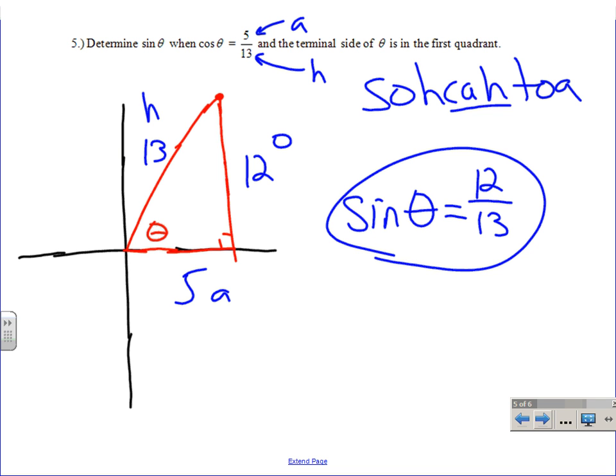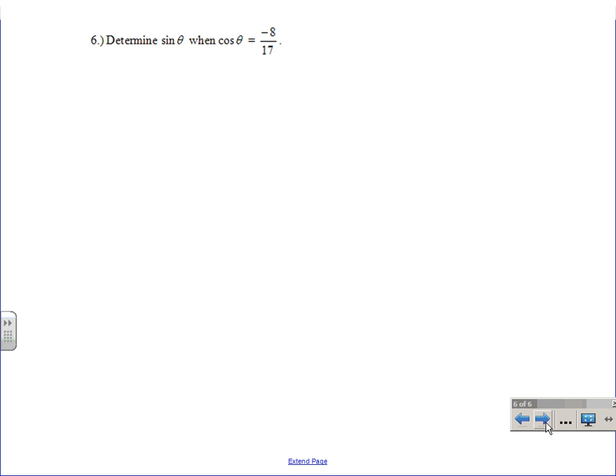Any questions so far? What's weird about the next one? Yeah, negative. Ooh, what's that all about? All right. Everybody ready? Again, tell me if I'm going too fast. It's saying determine sine when cosine is negative. Well, think about your unit circle. Did we have some negatives on there?